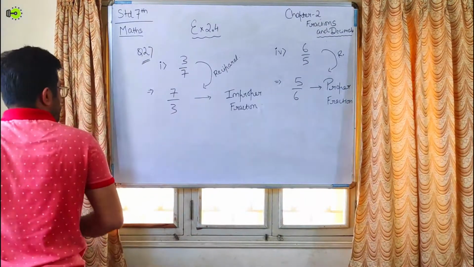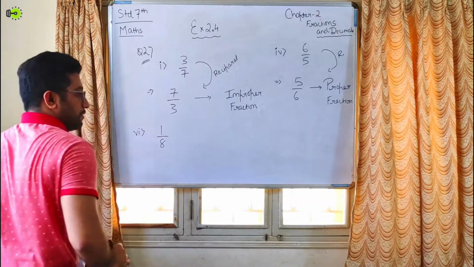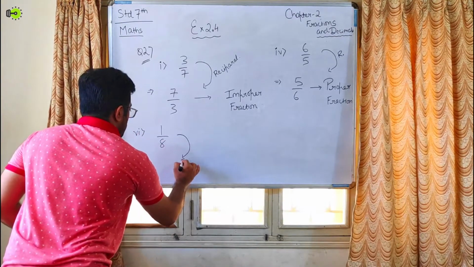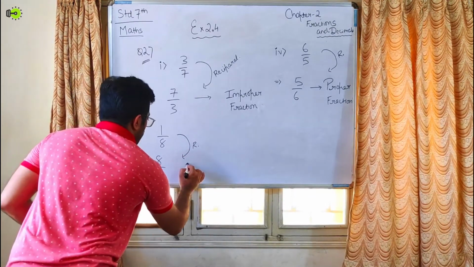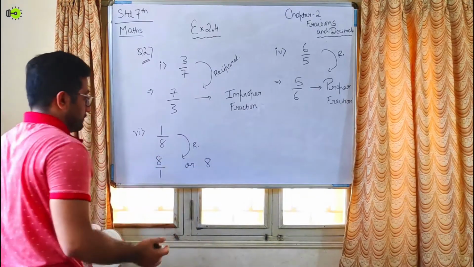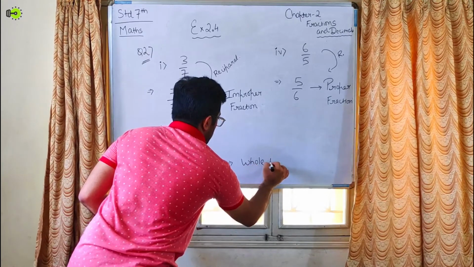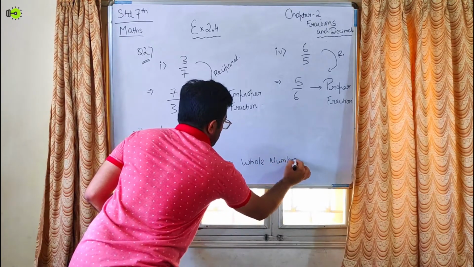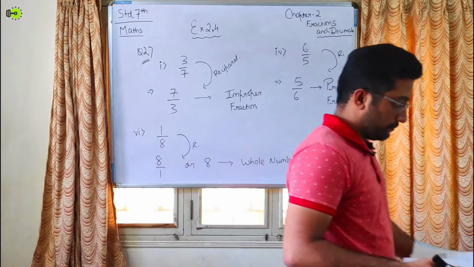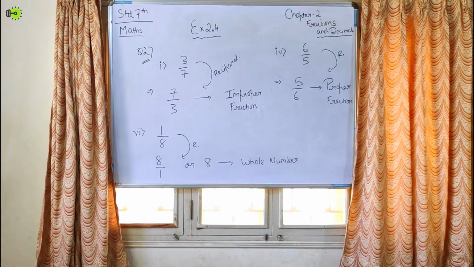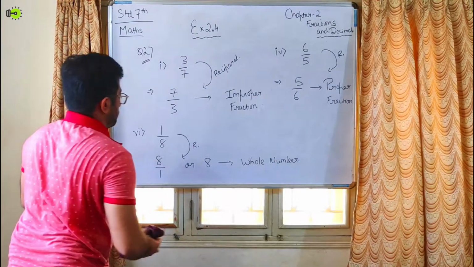Okay, similarly we can try for the sixth one, 1 by 8. Okay, converting it into reciprocal, that is 8 by 1, or simply 8. So we can write down this is a whole number. Okay, so please take a note. So hope you have done it. Let us rub it out.